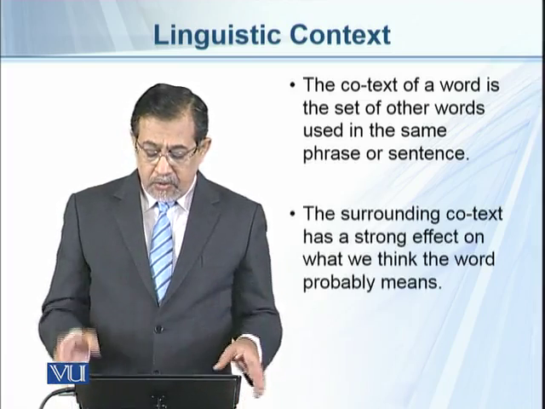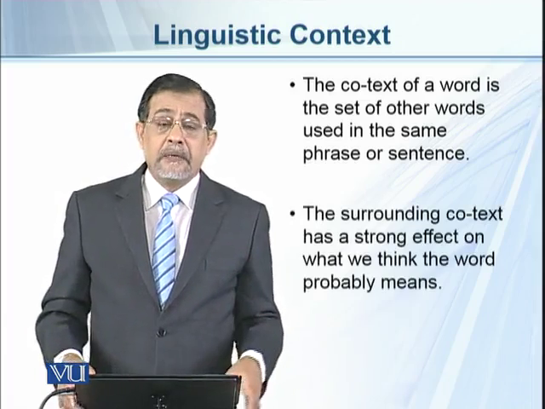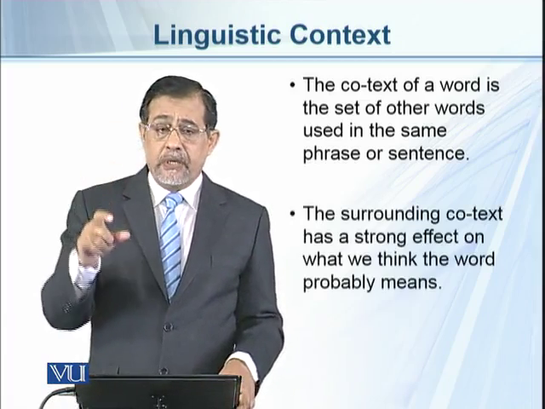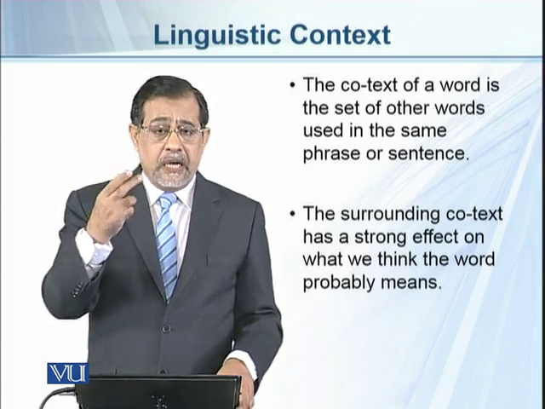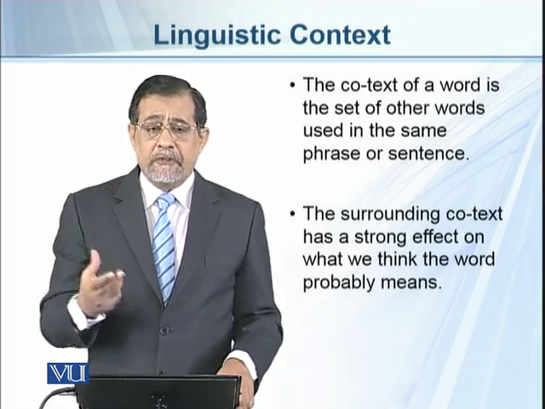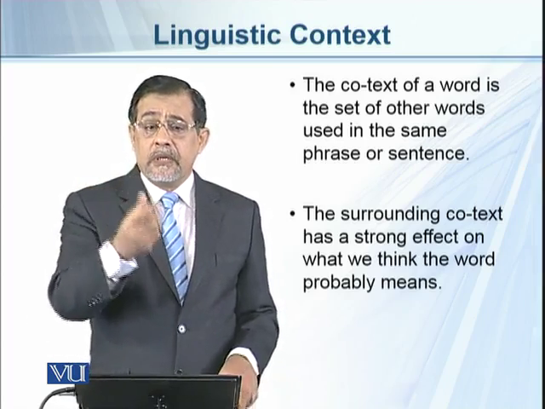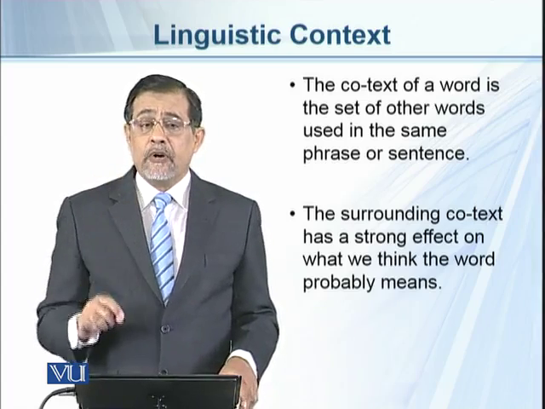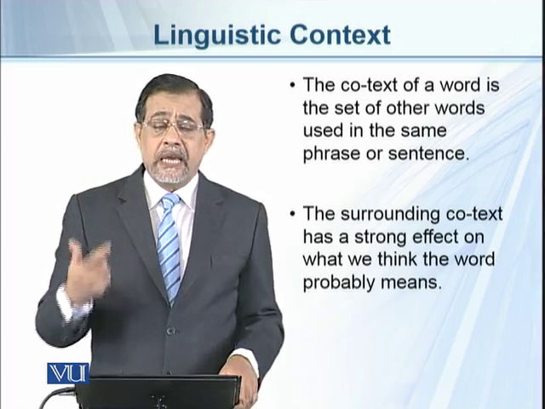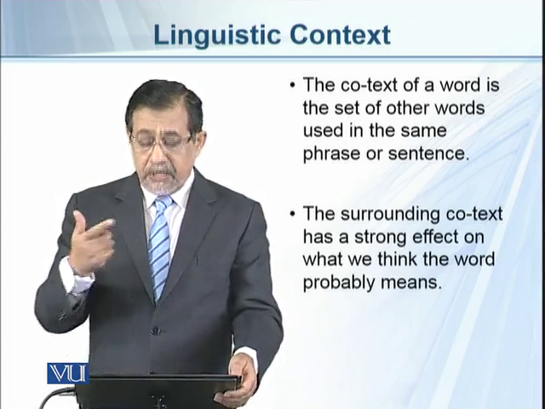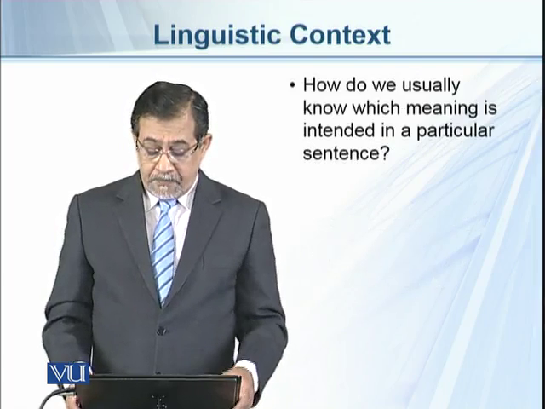The surrounding co-text has a strong effect on what we think the word probably means. So the surrounding co-text, what comes before and what comes after the word, has an important effect on the meaning of that word, and we won't be able to determine the exact meaning of a certain linguistic unit unless we seek the help of other surrounding words used in that sentence.